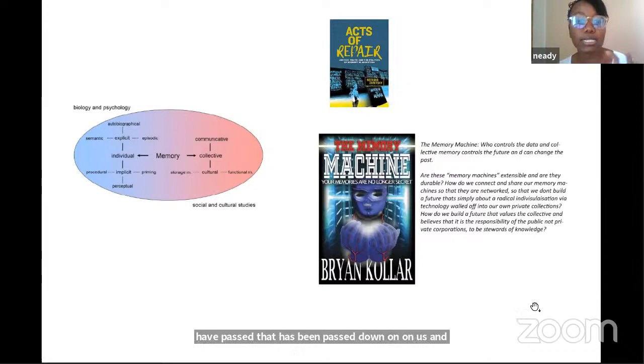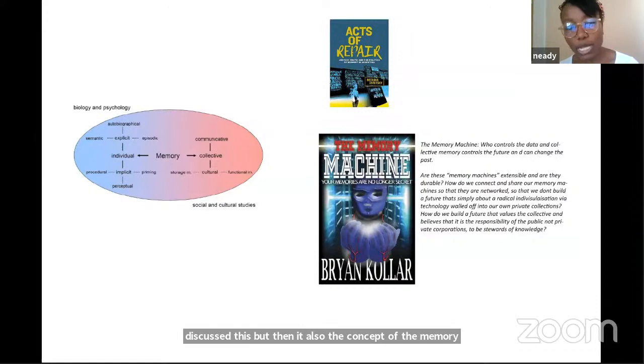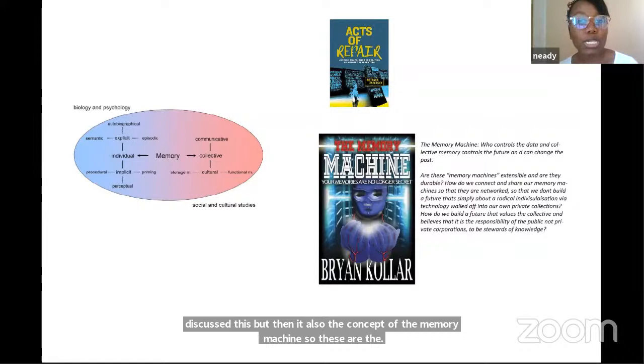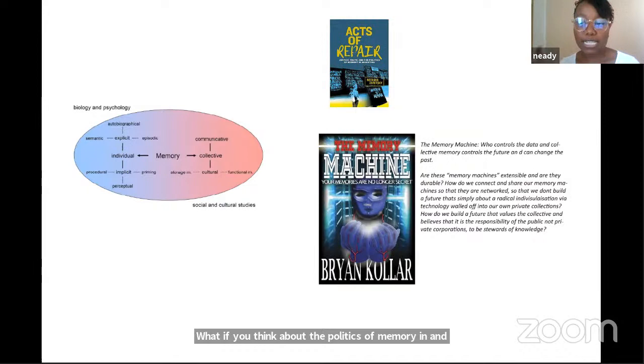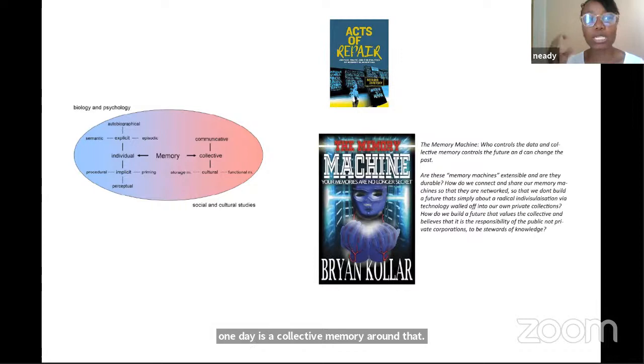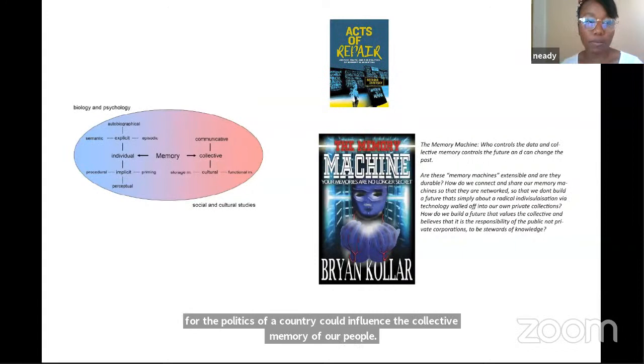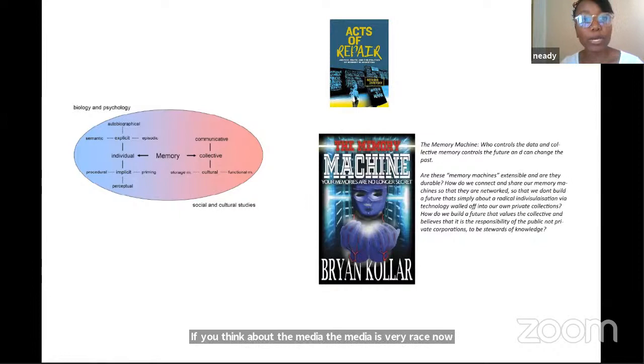I think in the next slide I'll discuss this, but then we thought of the concept of the memory machine. So these are the systems that control the data and the collective memory. What if you think about the politics of memory and how as a collective we have a certain understanding of certain periods of time. So if you think about, for example, Nazi Germany, or World War One, there is a collective memory around that. But you have to think about what shapes this memory. So you think about historical figures, the politics of a country. The politics of a country could influence the collective memory of a people. The media, right now, for example, is very crucial in shaping the kind of memory as a collective that we have.